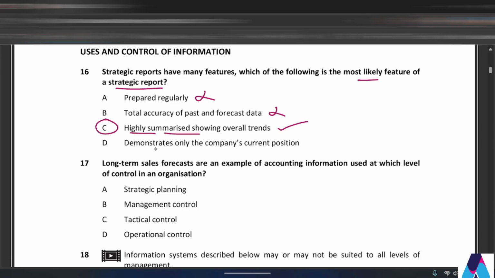Part number D says demonstrate only the company's current position. No, why would it only demonstrate the company's current position? It will show them the trend. Like we look at part number C, it says showing overall trend. So do you think that a trend can be shown by the current position? No, it is shown by the past and the current, right? So that you can predict the future. So D is also wrong.